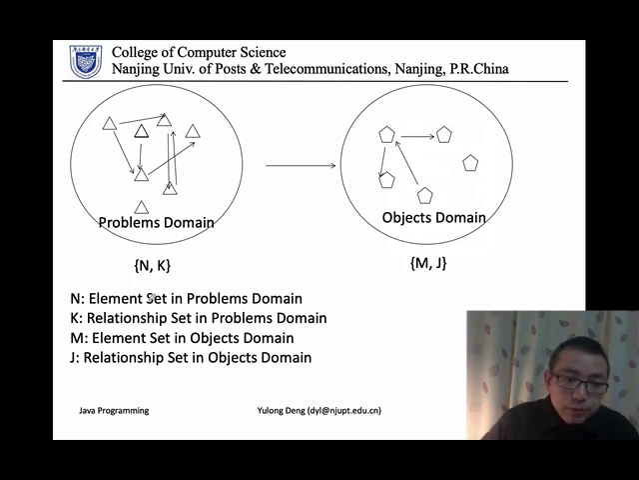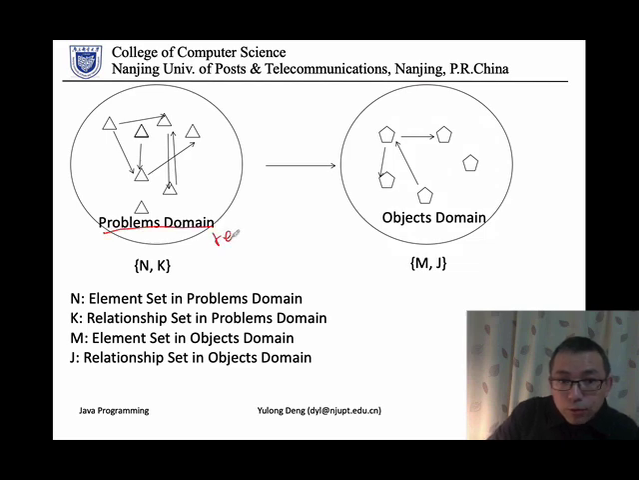Here are some symbols. N stands for the element set in the program's domain, and K, the relationship set in the program's domain. On the right side, M is the element set in the objects domain, and J stands for the relationship set in the objects domain. What is the meaning? Well, the left side, the program's domain, means the real world.